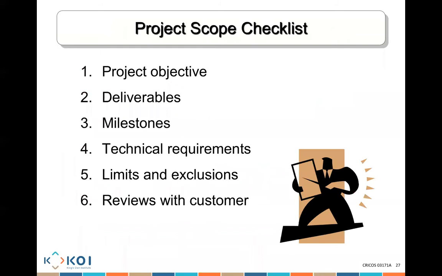Now, when you want to create a project scope checklist, you need to focus on what the objective is, what the deliverable is, what the milestone is, what the technical requirements are, what the limits and exclusions are, and what reviews the customer needs to give me to ensure he is happy that we've delivered exactly the scope that is required.